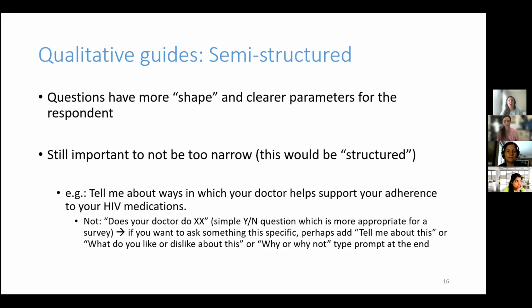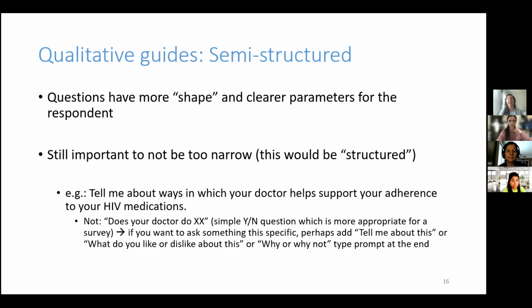So these questions have more shape and they have clear parameters for the respondent. It's still important not to be too narrow because those would be structured. So these are semi-structured. An example would be, tell me about ways in which your doctor helps support your adherence to your HIV medications. So it's not, does your doctor do blah, blah, blah. That would be a simple yes, no question. That would be like a survey question. This is broader than that. So tell me about ways.